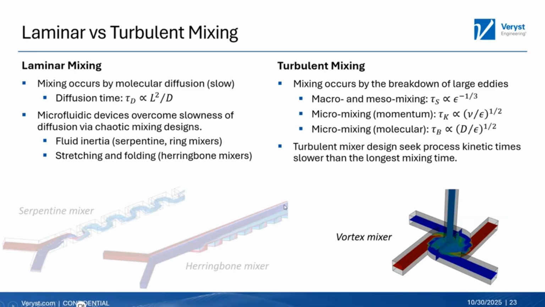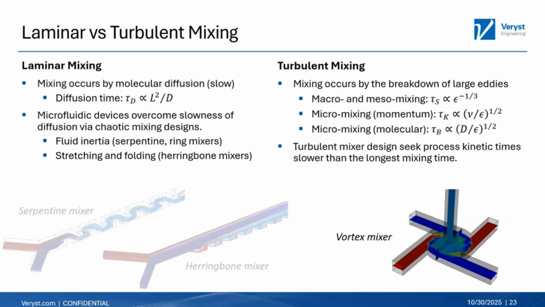So as an example of understanding laminar versus turbulent mixing, we talked just a moment ago about understanding what the relevant mixing timescales are that we want to consider. In laminar mixing, mixing occurs by molecular diffusion, which in general is quite slow. And that diffusion timescale is going to be proportional to the diffusion length squared divided by the diffusivity.